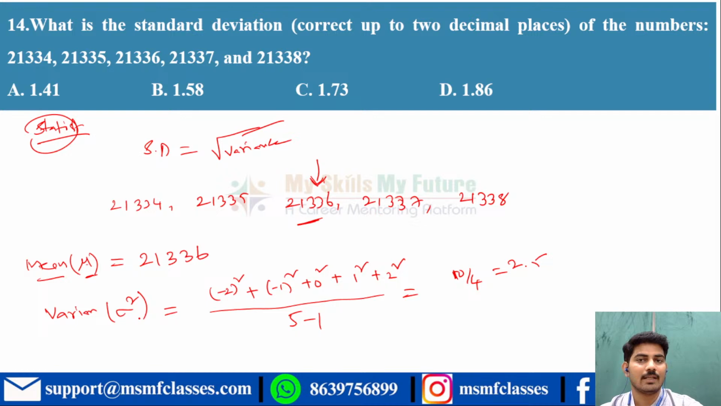Now I need to find the standard deviation, nothing but the sigma value. So standard deviation is the square root of 2.5, and you need to find it approximately here. What is the square root of 2? The square root of 2 is 1.414. It is greater than 2, so it must be greater than 1.4. So our answer will be 1.5, so 1.58 will be the correct one.